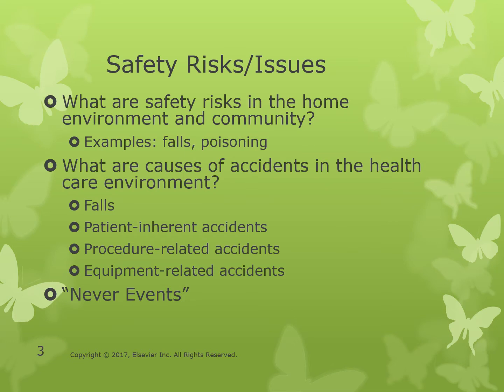So what are safety risks in the home environment? Falls, burns, fires, poisonings, either food or medicine poisonings. What are some safety risks that you can think about in the community? Motor vehicle accidents, natural disasters, and bioterrorism. What are safety issues in the healthcare environment? That would be falls, medications. Falls can come from medications, orthostatic hypotension, impaired mobility, vision problems. Those are all issues that can cause falls.